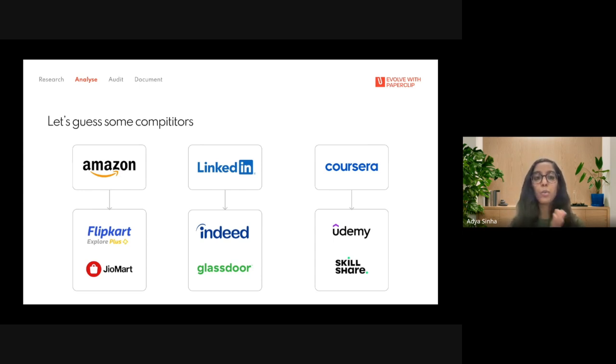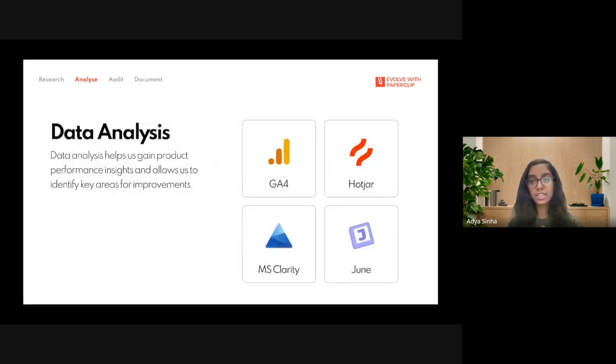So once the competitive analysis is done, consider delving into data analytics with the help of analytical tools like Google Analytics, Hotjar, MS Clarity, and Jule to gain platform performance insight. And data analytics also allows us to identify key areas of improvement and align the product more closely to its promises and enhance the user experience.